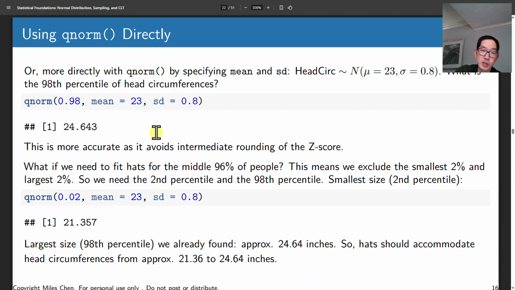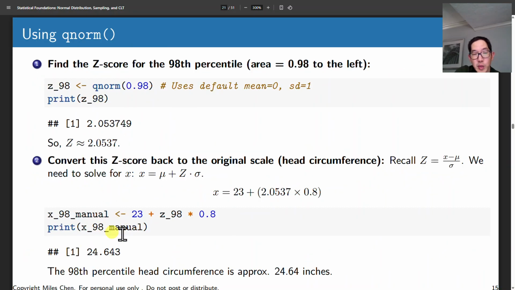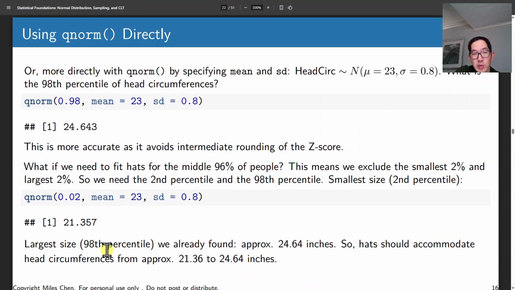Okay, again, you can do it directly. So you can type in qnorm, and we want to get the corresponding 98th percentile where the mean is 23 and the standard deviation is 0.8. And if you do that, qnorm comes back and says your answer is 24.643, which matches what we got. Okay.